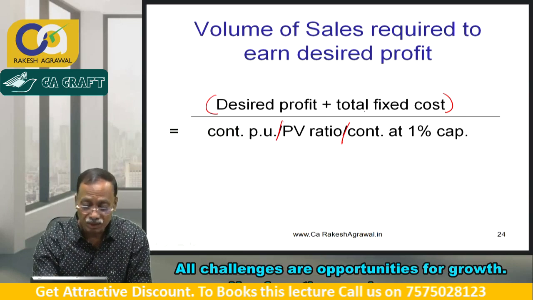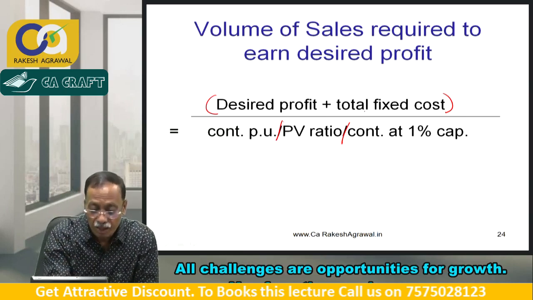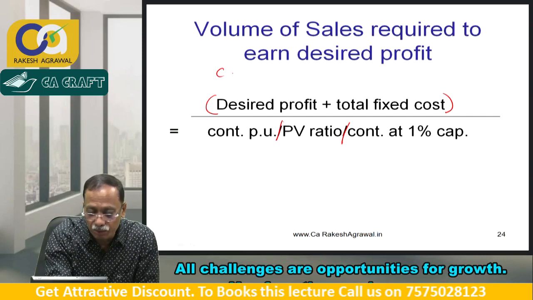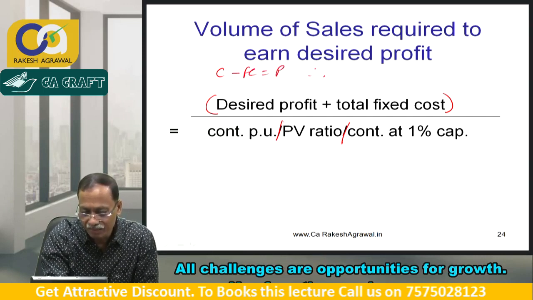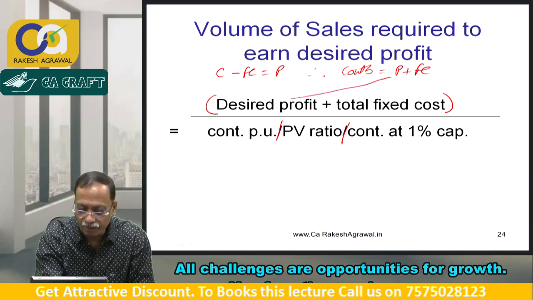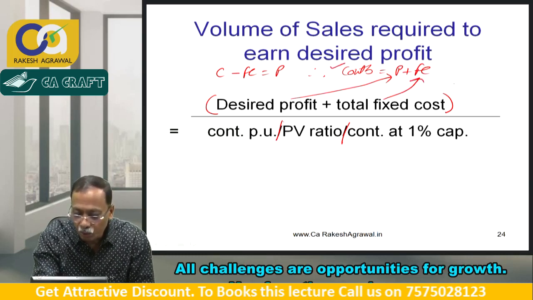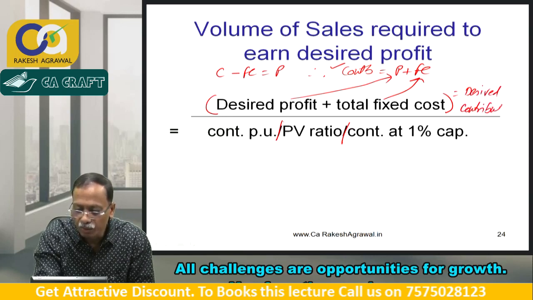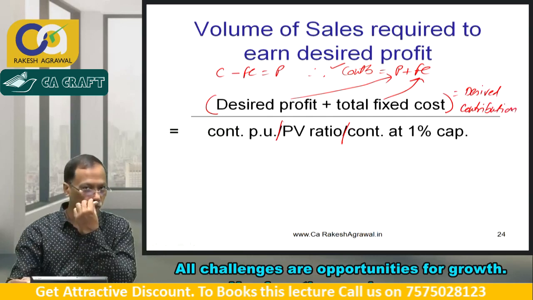Now, what is this desired profit plus fixed cost? My dear friend, our formula was contribution minus fixed cost is profit. Can I say, therefore, contribution is equal to profit plus fixed cost? Same formula is written. This desired profit plus fixed cost is nothing but desired contribution. So this whole bracket is nothing but a desired contribution once again. This whole numerator is nothing but your desired contribution.